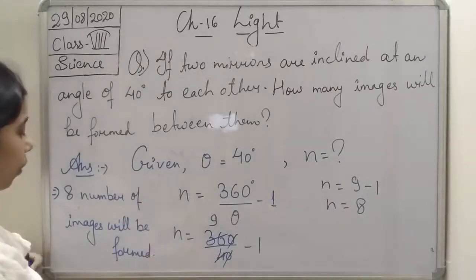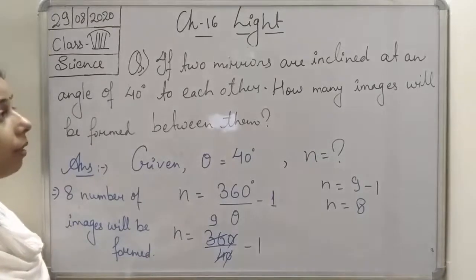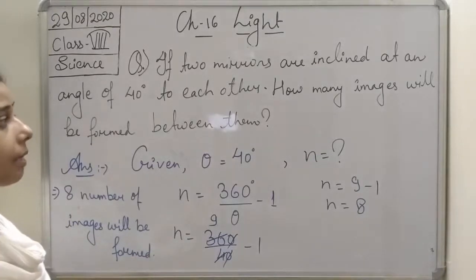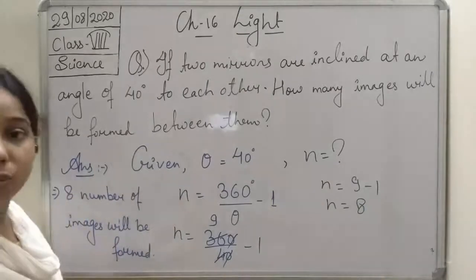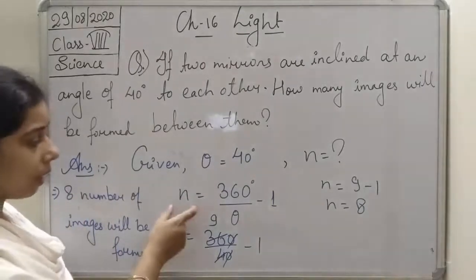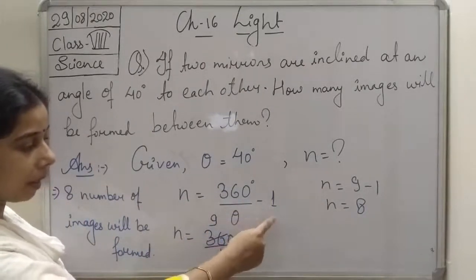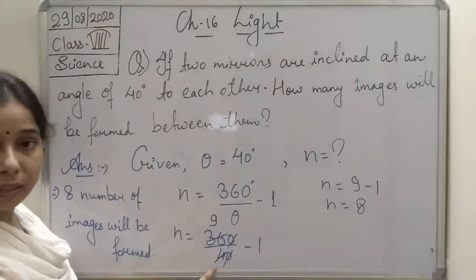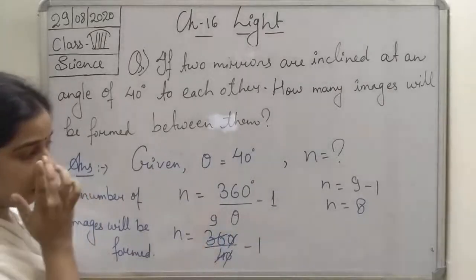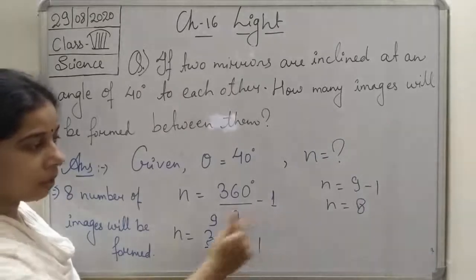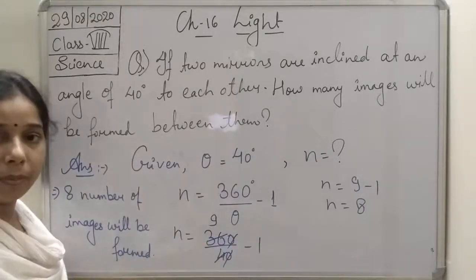So 8 images will be formed when the two mirrors are placed at an angle of 40 degrees to each other. Okay, so n is equal to 360 upon theta minus 1. Theta is equal to 40 degrees, so it will be equal to 9 minus 1, that is 8. So 8 images will be formed.